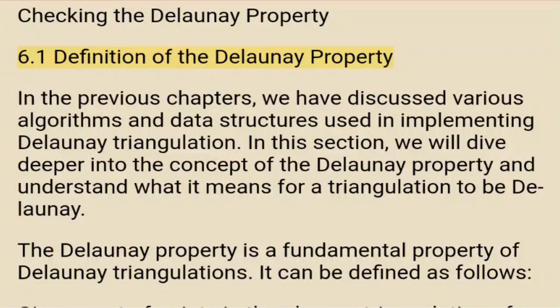6. Checking the Delaunay property. 6.1 Definition of the Delaunay property. In the previous chapters, we have discussed various algorithms and data structures used in implementing Delaunay triangulation. In this section, we will dive deeper into the concept of the Delaunay property and understand what it means for a triangulation to be Delaunay. The Delaunay property is a fundamental property of Delaunay triangulations. It can be defined as follows.